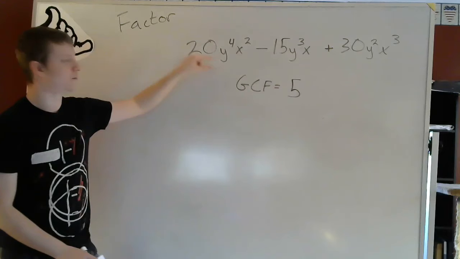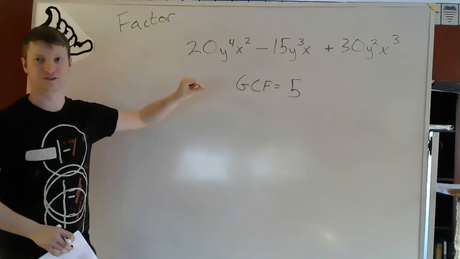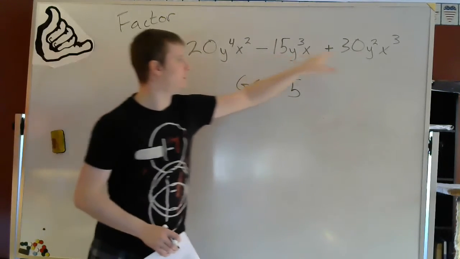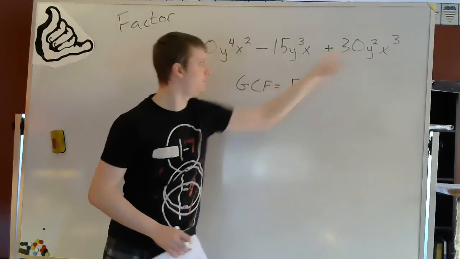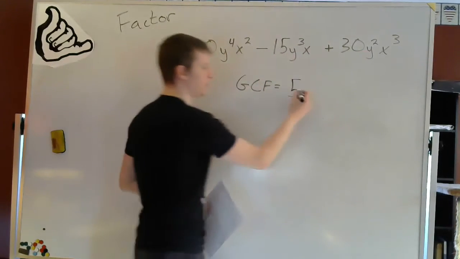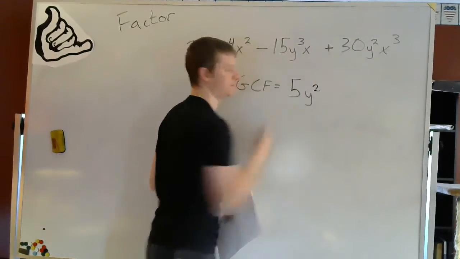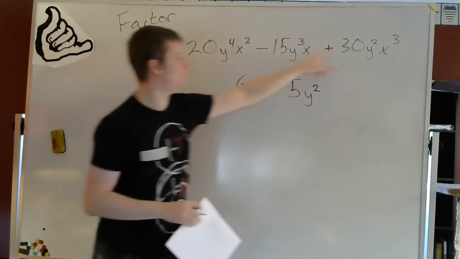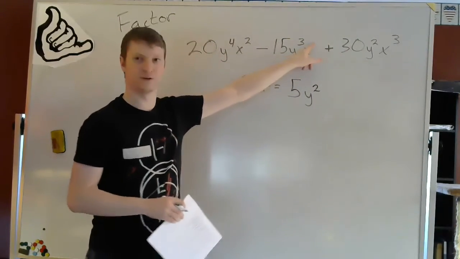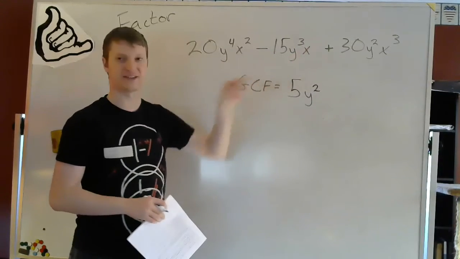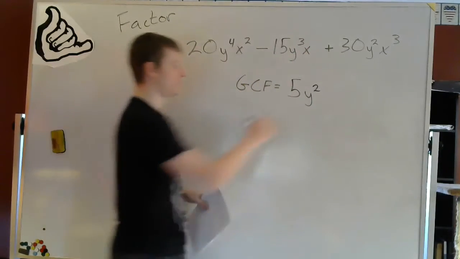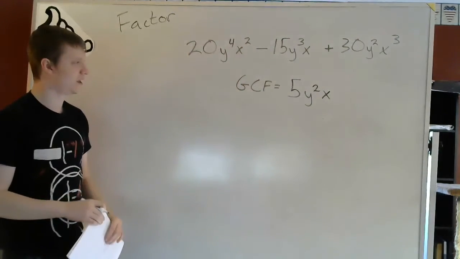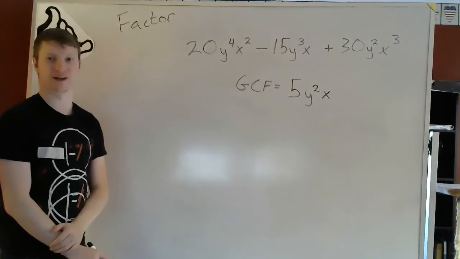For the variables, I want to use the lowest exponents. So what's the lowest exponent on my y? Well, it looks like y squared. All of these terms have at least 2 y's. So I want my y squared as part of my GCF. And the lowest exponent on x looks like this one, the one that has it to the first. Every single one of these terms has at least 1 x. So I want just 1 x in my GCF. So there's my GCF, 5y squared x.